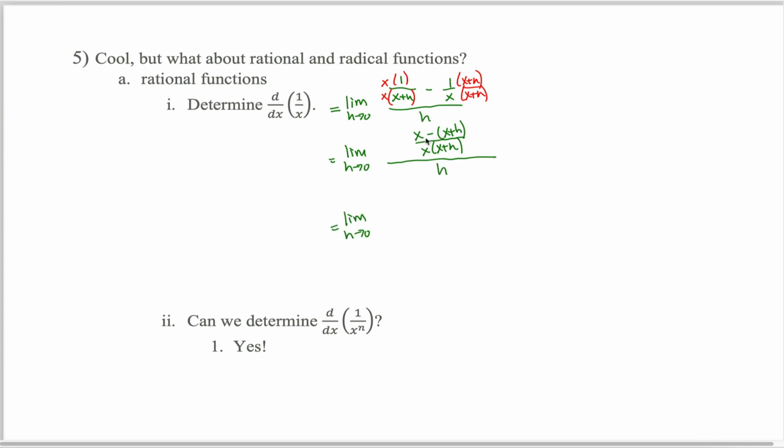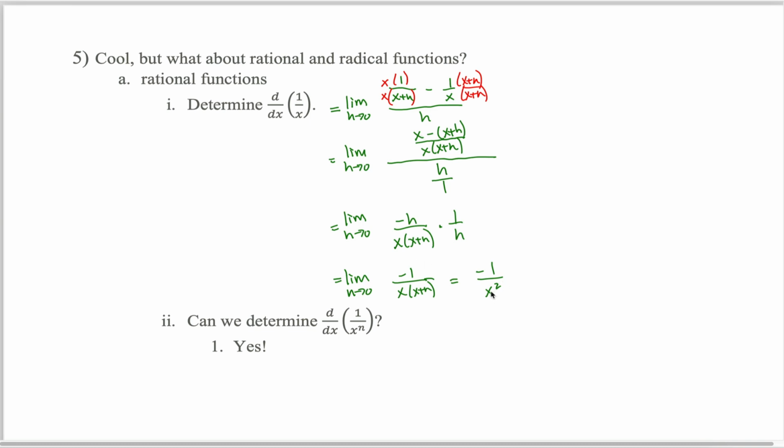We distribute this negative sign, it becomes x minus x, which goes away, and it becomes negative h. So we got negative h over x times x plus h divided by h over 1. Instead of dividing fractions, we can multiply fractions. We get negative h divided by x times x plus h times 1 over h. The h's cancel out. That's great news. All we got to do is evaluate the limit as h approaches 0 of negative 1 over x times x plus h. An easy limit to evaluate because this function is continuous at h equals 0. So if we change all the h's into zeros, we get negative 1 over x squared. The derivative of 1 over x is negative 1 over x squared.